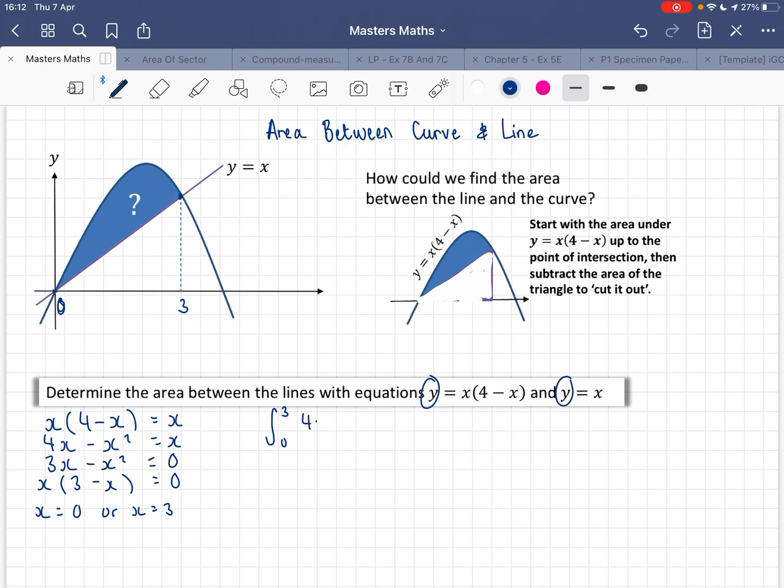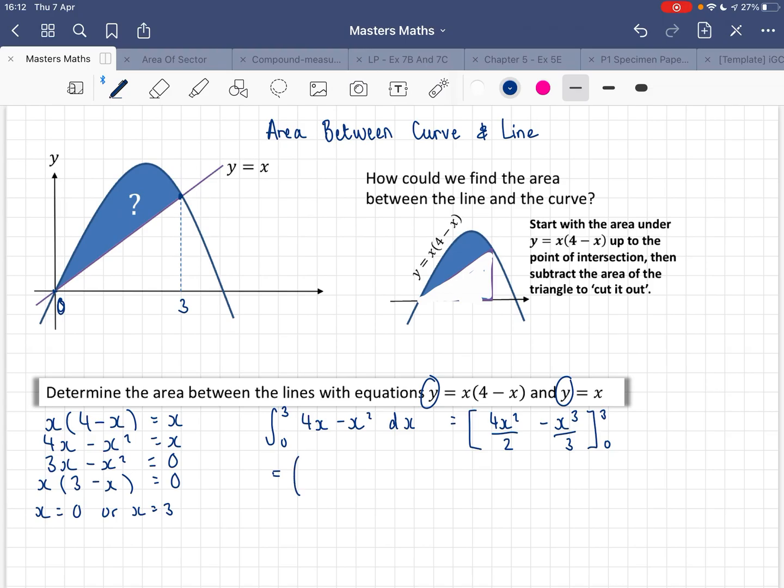Now again, I'm going to expand that out because I cannot integrate it in the form that it's in. I need to expand the bracket first, and then I integrate as normal by increasing the power and dividing by the new power. Now I'm putting it in square brackets because I have limits, so that gives me 4x squared over 2 minus x cubed over 3, and we're putting the limits 3 and 0 on there.